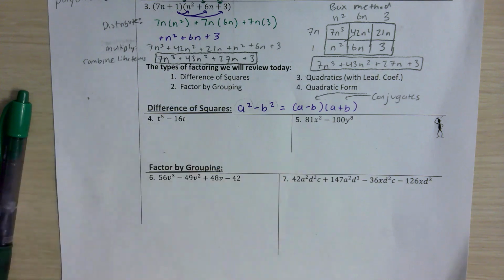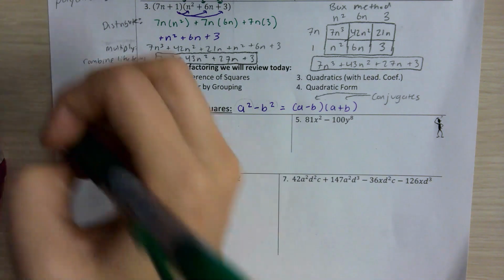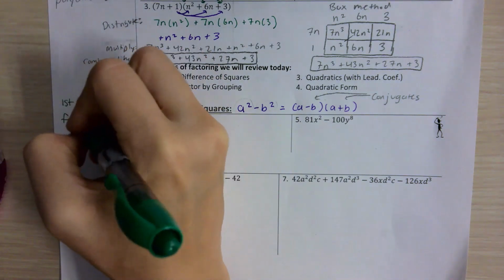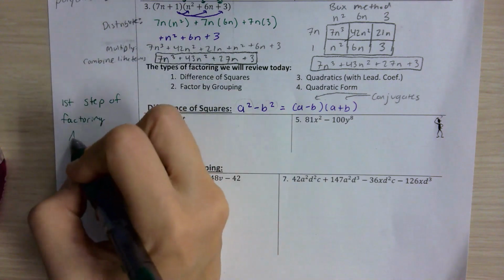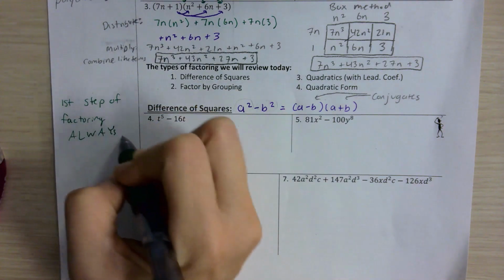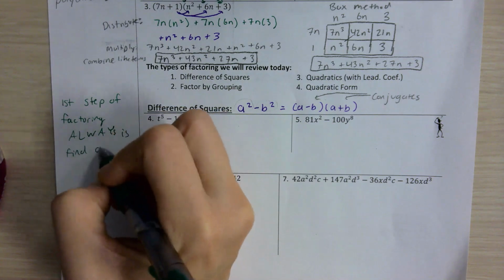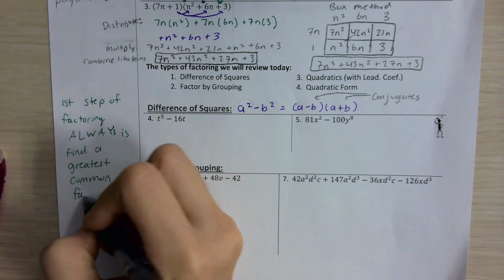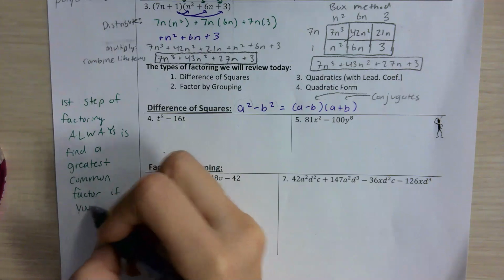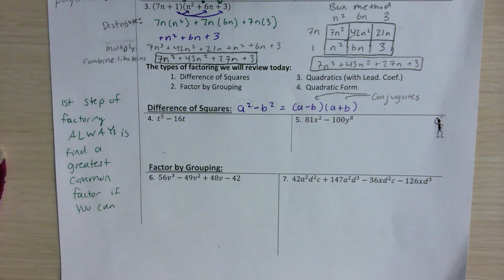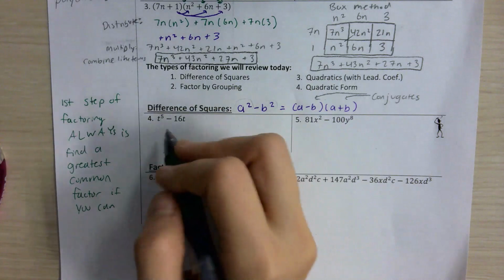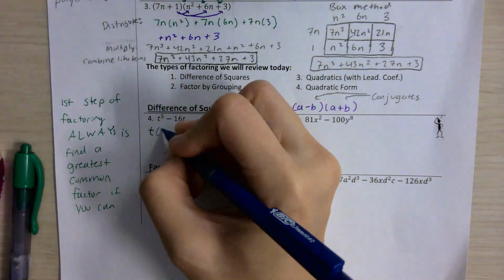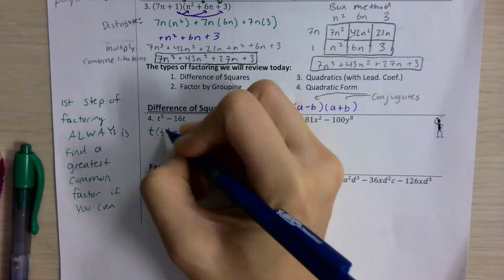Your first step, I'll write this over here in a different color because it's so important. First step of factoring, always, is find a greatest common factor if you can. So I'm going to do this. We see right now that there's a greatest common factor. We could pull out a t, and then we're left with t to the 4th minus 16.